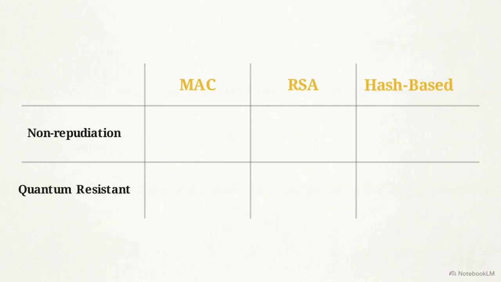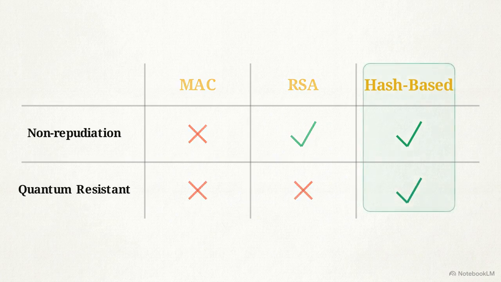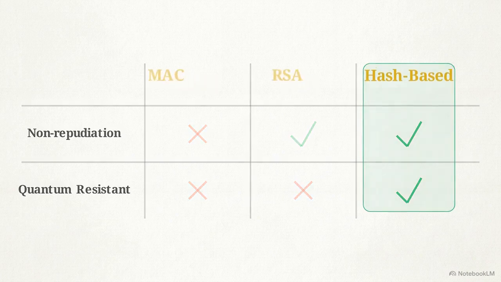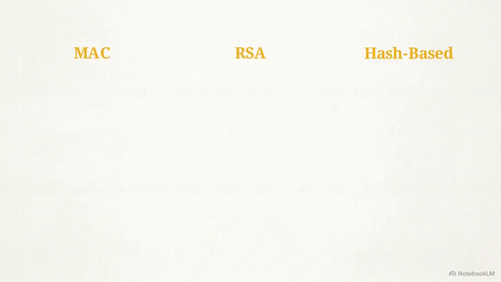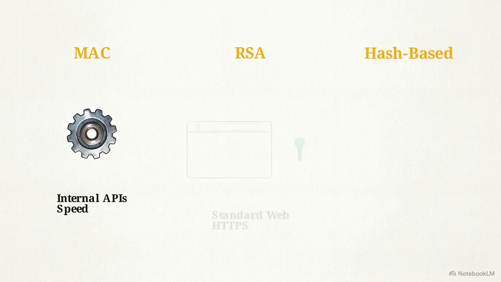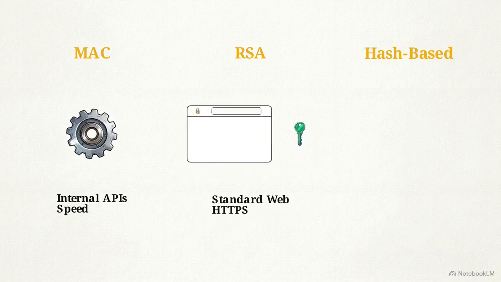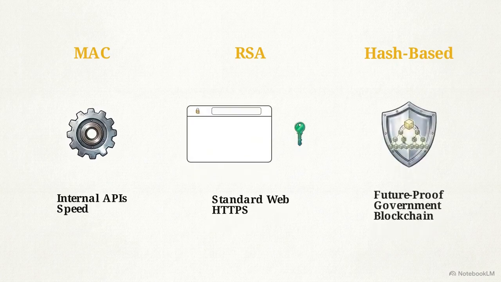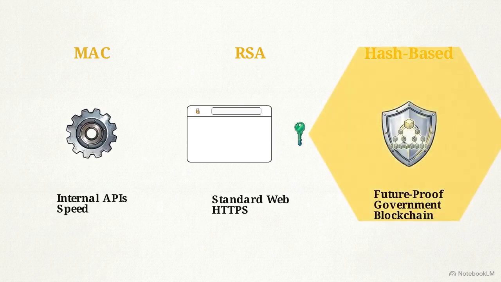Take a mental snapshot of this final comparison. Notice the progression in capabilities. MAC lacks non-repudiation entirely, while RSA and hash-based signatures provide it. But when we filter for quantum resistance, only the hash-based architecture remains secure. This data directly informs our system design choices. We deploy MACs for fast internal APIs. We use RSA for standard public web verification. And we reserve hash-based structures for future-proofing government systems, military communications, and next-generation blockchains.